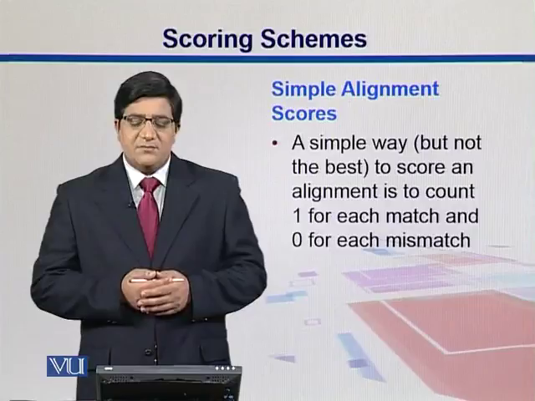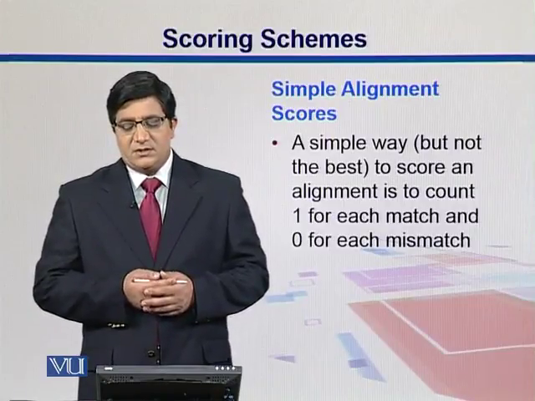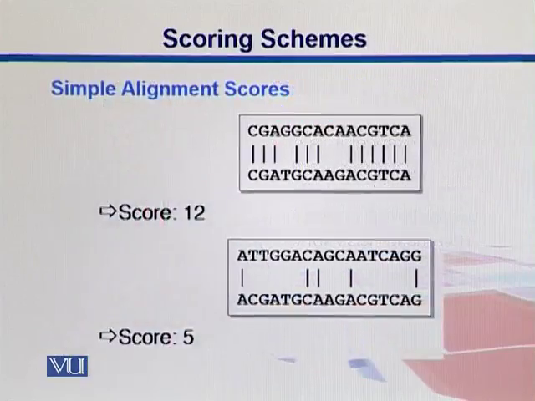A simple scoring scheme to score an alignment is to count 1 for each match and 0 for mismatches. For instance, if we look here, we are aligning two sequences, and those vertical lines indicate where we get the alignments, and gaps or blanks mean mismatches. In this case we count those vertical bars to be 12. So the score of this alignment is 12, versus another pair down there where we see 5 matches, so the score is 5.